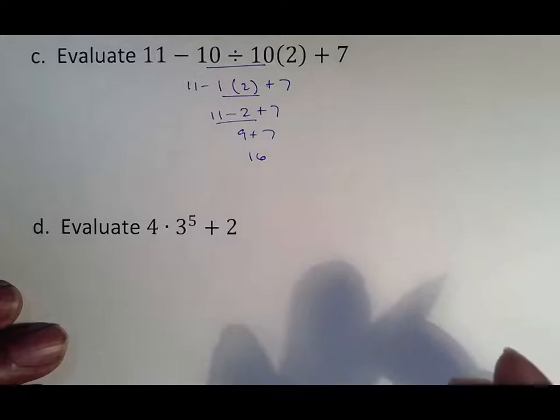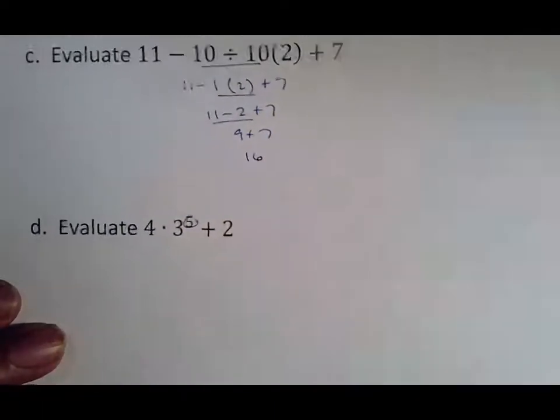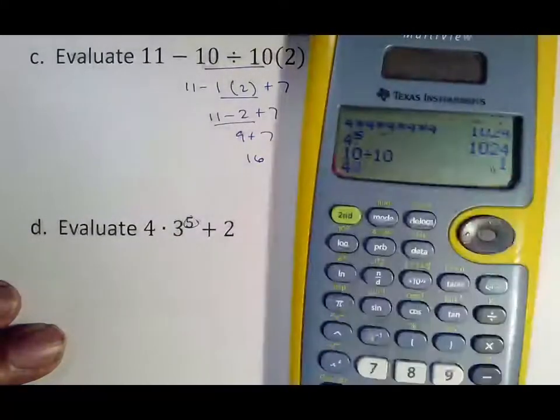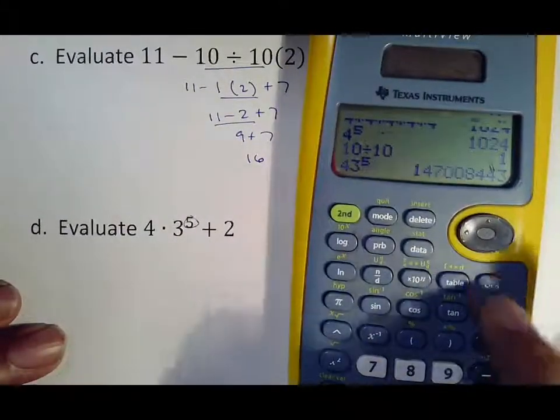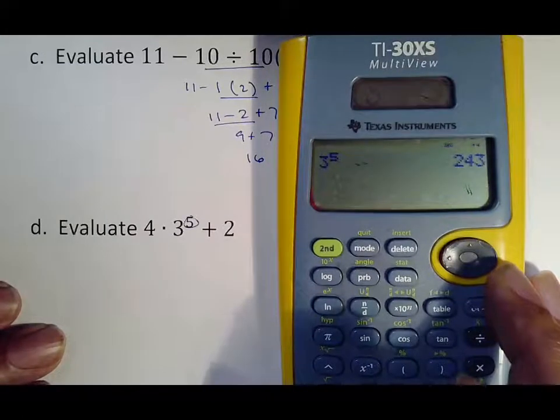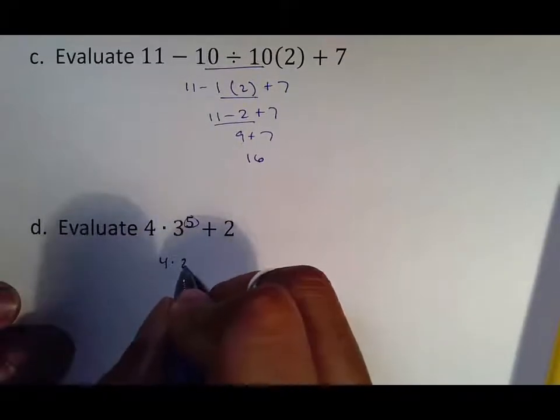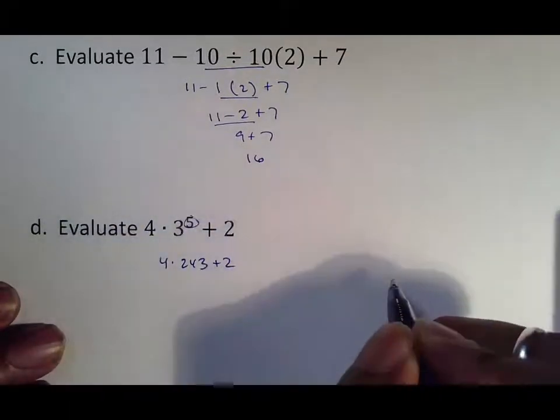And then we have evaluate. Again, the first thing I notice is this number. So 3 to the 5th, I don't mind you taking your calculator, doing 3 to the 5th, as long as you understand that it's not 3 times 5. So that becomes 243, which means we put 4 times 243 plus 2.